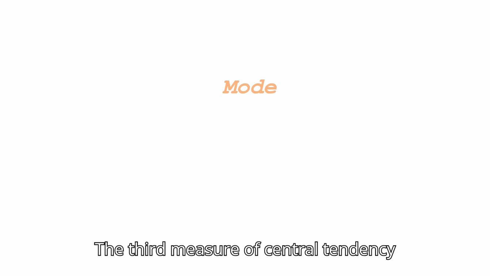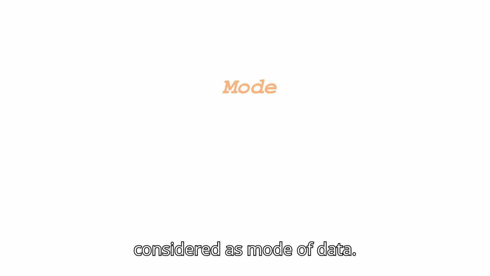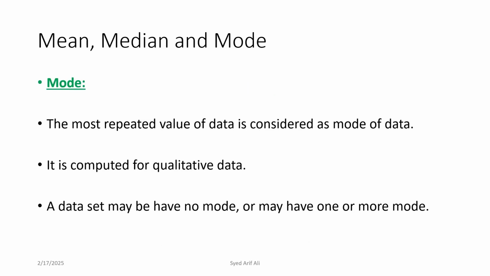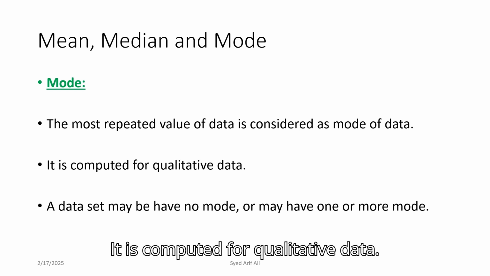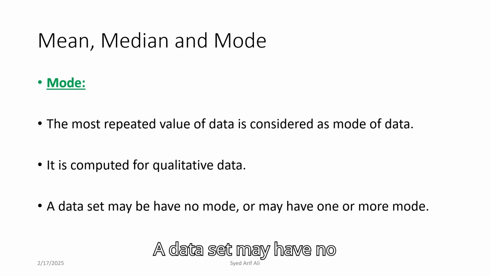The third measure of central tendency is mode. The most repeated value of the data is considered the mode of the data. It is computed for qualitative data. A data set may have no mode or may have one or more modes.